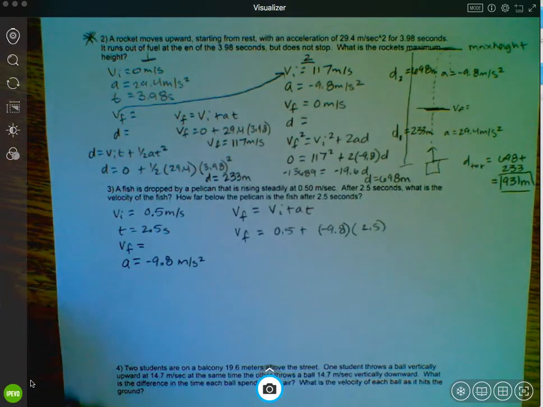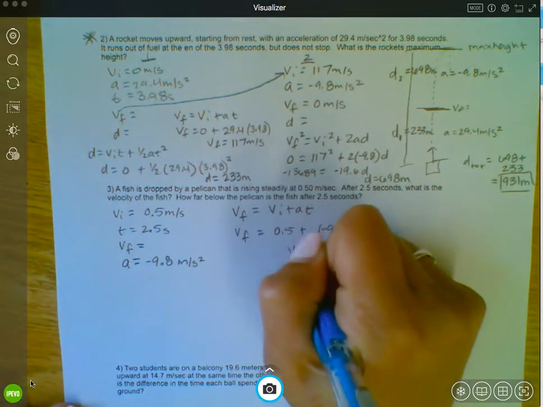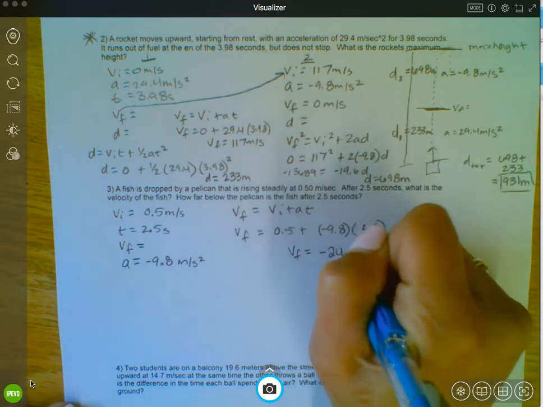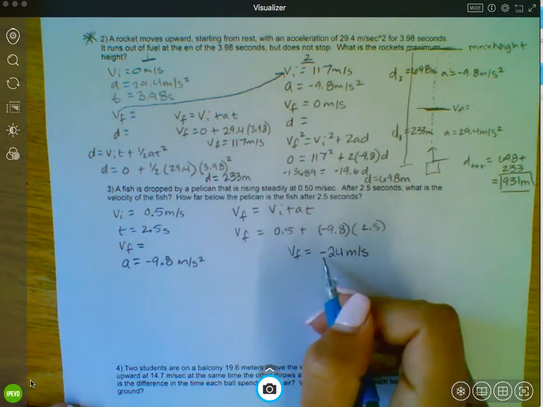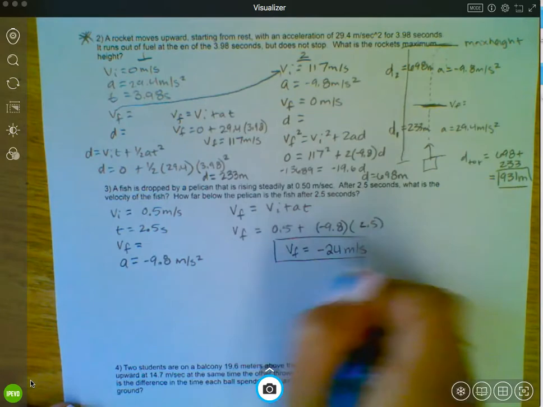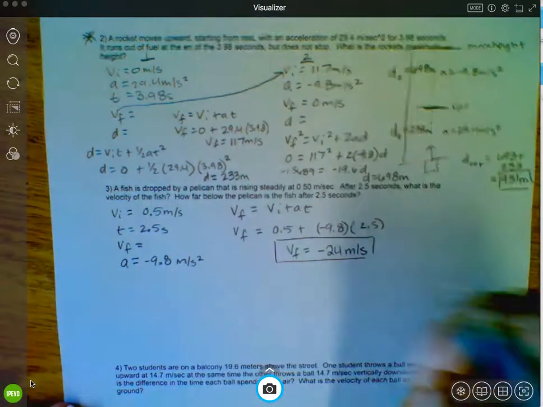Okay, so 0.5. I get v f equals negative 24 meters per second. Remember, it's negative because it's falling down, so that's okay. That was part A.